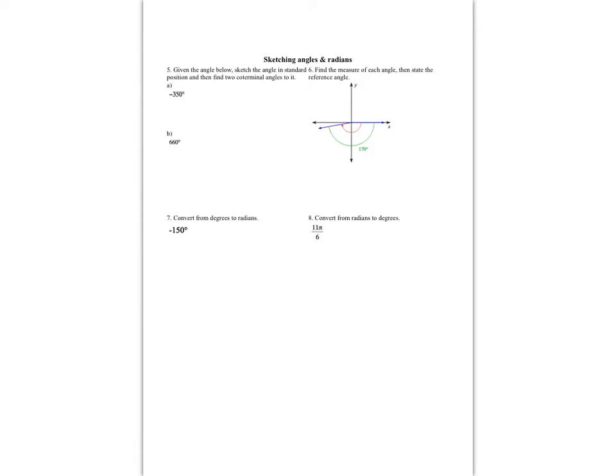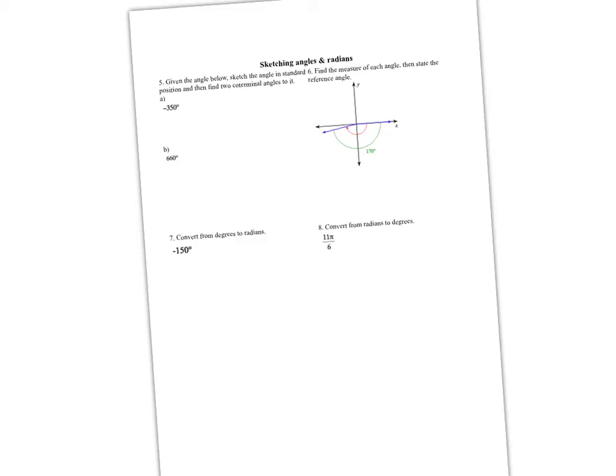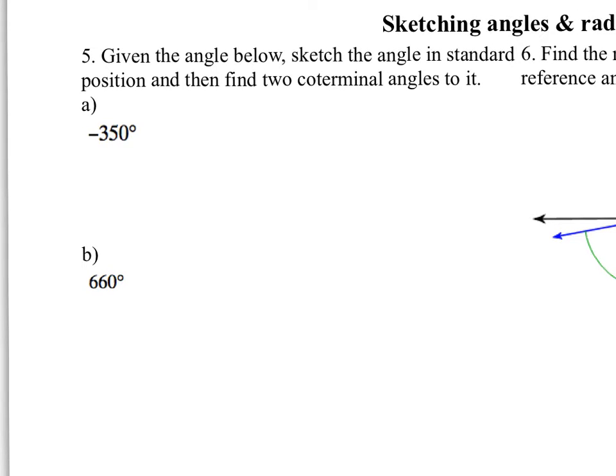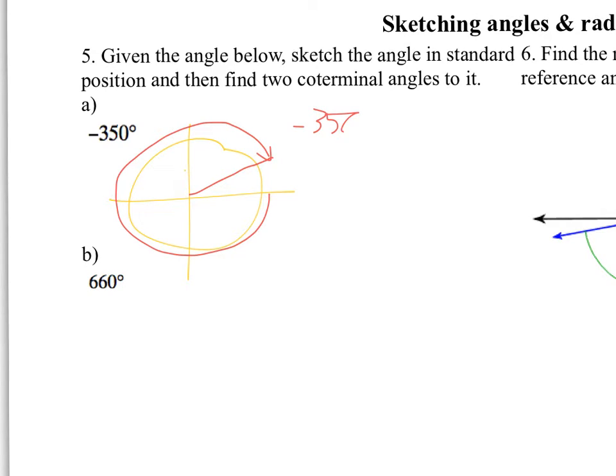For the new stuff, we've got to do some sketching angles and dealing with radians. First part, sketching angle in standard position and finding two coterminal angles. Okay, negative 350. So we're going clockwise, not quite a full rotation around because 360 would be a full rotation. That's my angle. Coterminal angle 1 would be negative 350 plus 360, or 10 degrees. Coterminal angle 2 could be negative 350 minus 360, and that would be negative 710 degrees.